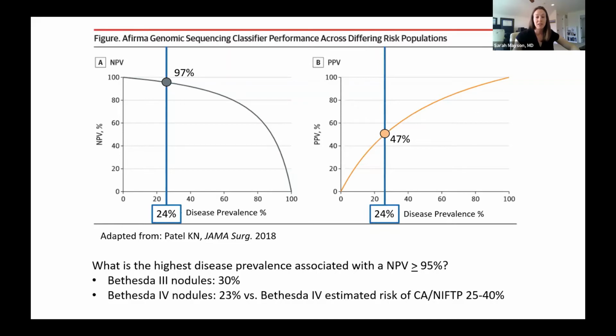This is a relevant consideration in clinical practice since the expected likelihood of malignancy or NIFTP for Bethesda 4 cytology is between 25 and 40%, as I showed on an earlier slide. And thus a negative GSC test result may not reflect a post-test probability of malignancy of 5% in some populations of Bethesda 4 nodules.